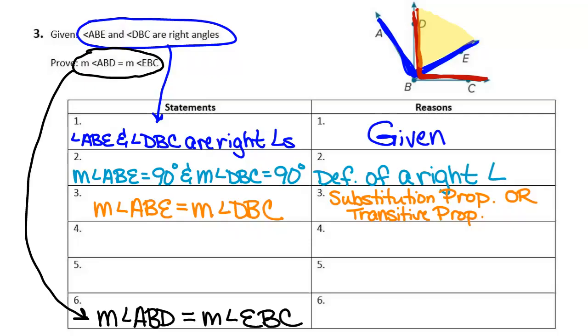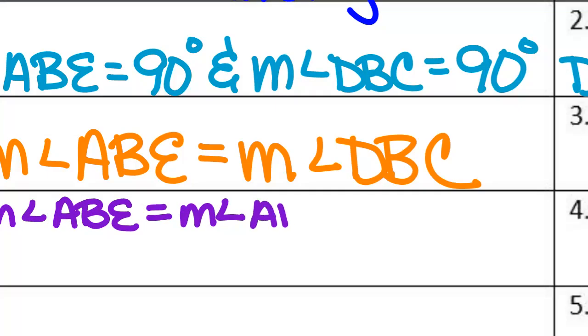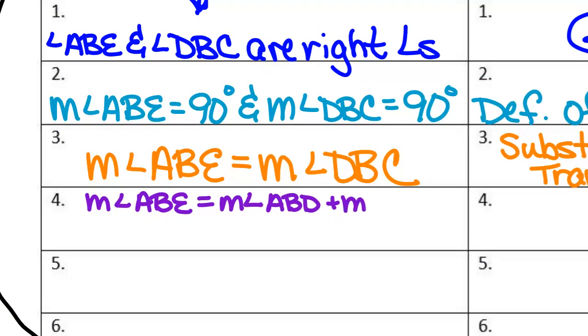ABD and DBE. So I can say the measure of angle ABE is equal to the measure of angle ABD plus the measure of angle DBE.